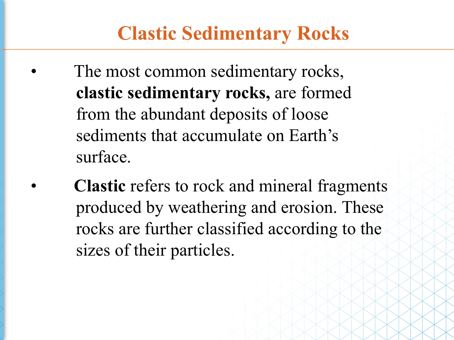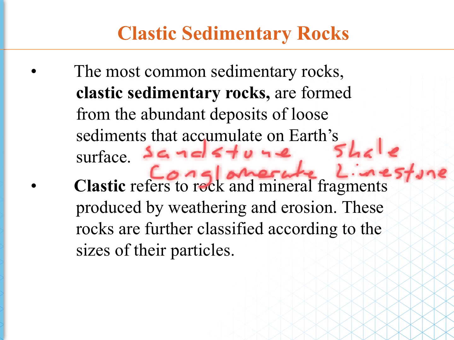Okay, so the most common sedimentary rocks are clastic sedimentary rocks. And when we're thinking clastic sedimentary rocks, there are certain ones that you have to know. That would be sandstone, conglomerate, shale, limestone. Now, I do want to make one note that limestone is going to fall into a couple different categories because you can form limestone a couple different ways.